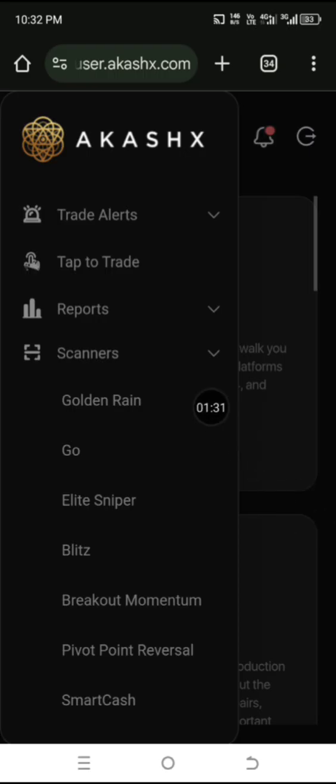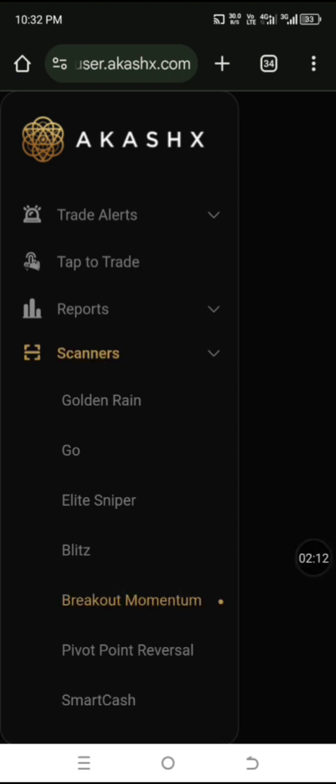So these are the available scanners in the Akashx app at the Academy. We have one Golden Rain scanner. This is the Gold scanner. This is the Elite Sniper. This is Blaze scanner. This is Breakout Momentum scanner, the Pivot Point Reversal, and the Smart Cash scanner. Now our focus in this video is centered on Breakout Momentum, which is this one. So you click on it.